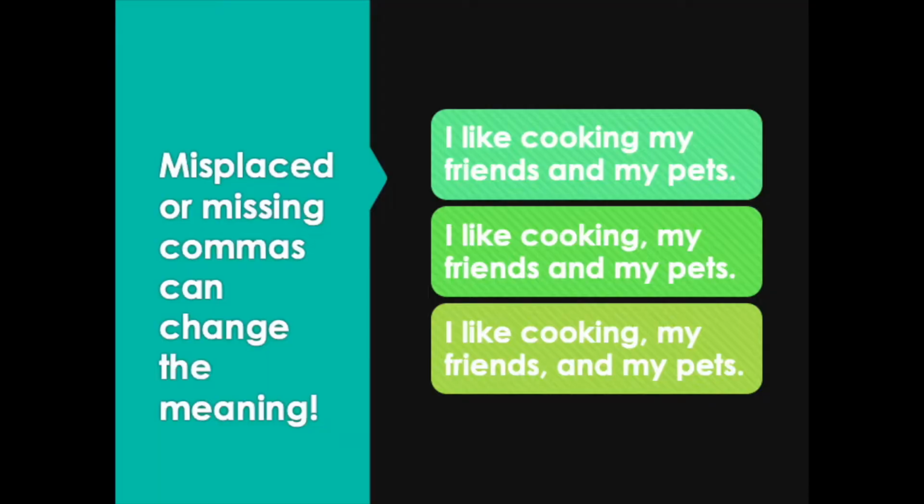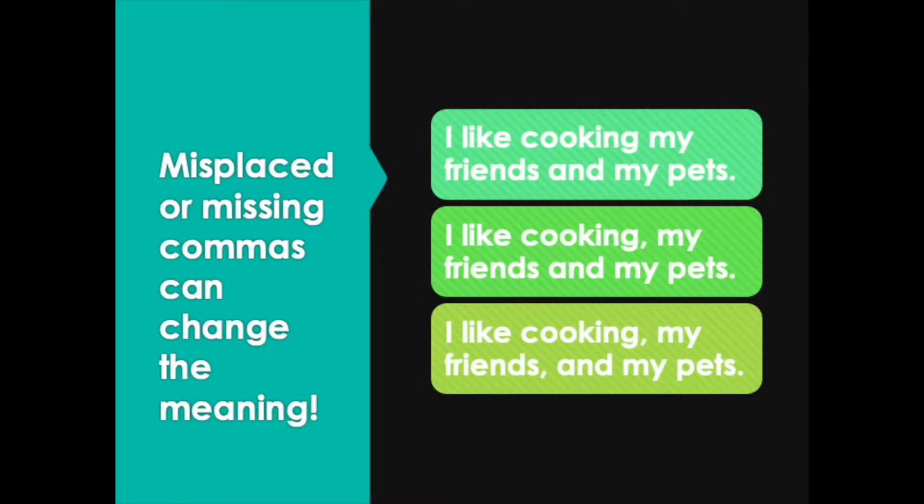Now I'd like to illustrate the importance of commas with an example that's not a scientific writing example. It's kind of a fun example, and I saw this somewhere. So here is how misplaced or missing commas can change the entire meaning of a sentence. We have the phrase, I like cooking my friends and my pets. That means whoever is saying the sentence likes to cook their friends and they like to cook their pets. And that is highly illegal and unethical and repulsive.